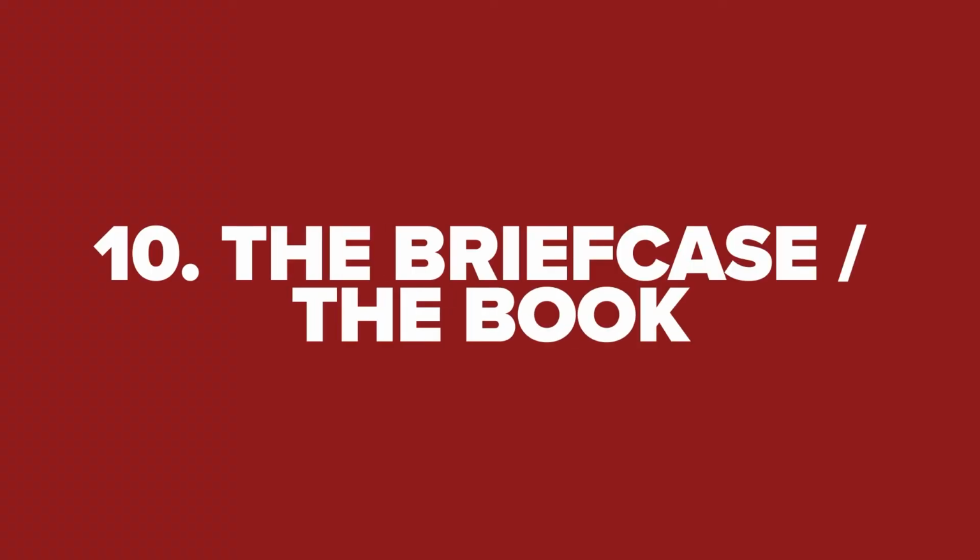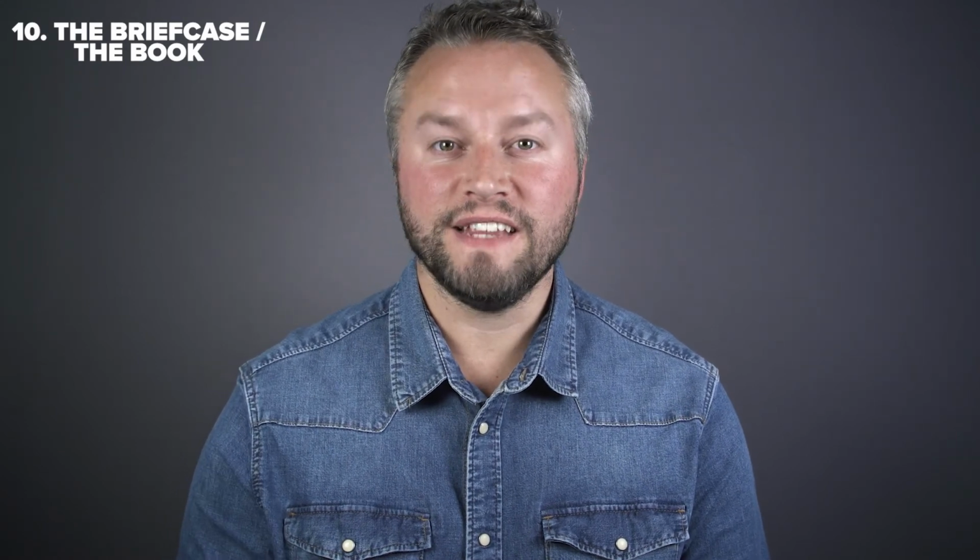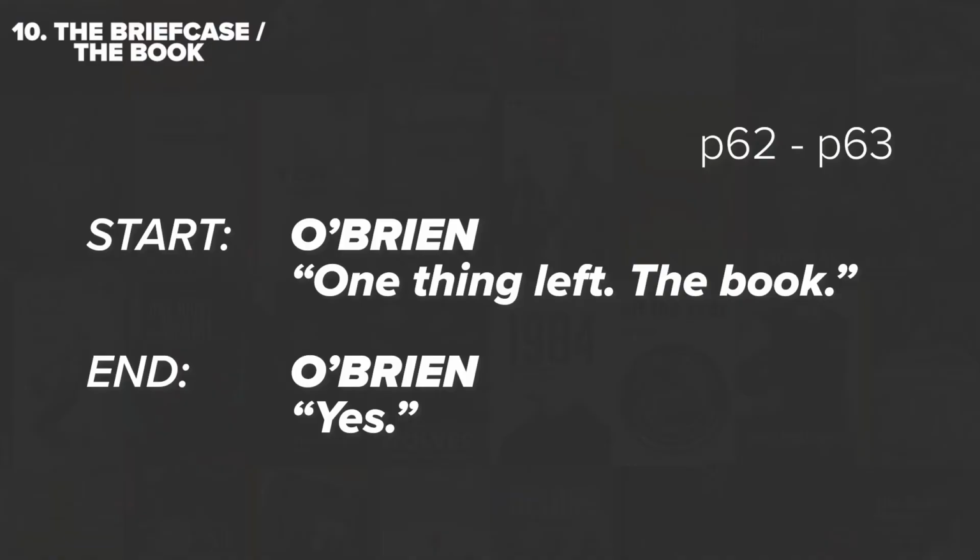The Briefcase, the book. This is a very filmic section where the future action intercuts with the characters talking about it in the present. It's about O'Brien's dropping of the briefcase plan and the sharing of the book. Start at O'Brien's line, "One thing left, the book," and then end this section when O'Brien says yes, just before we go into the antique shop room.